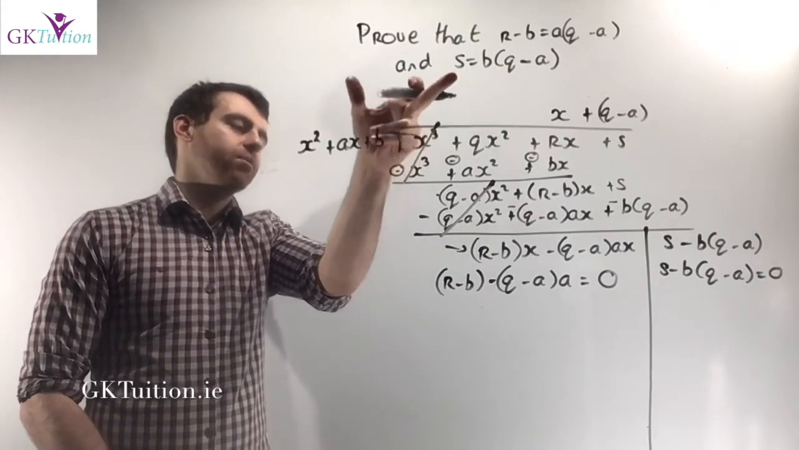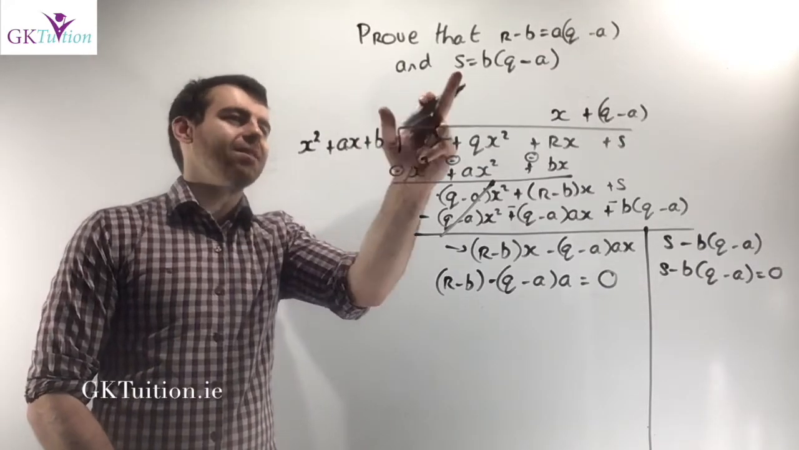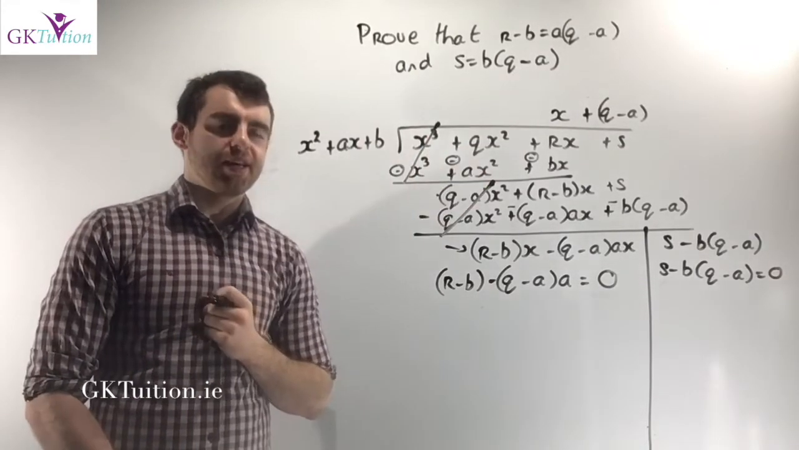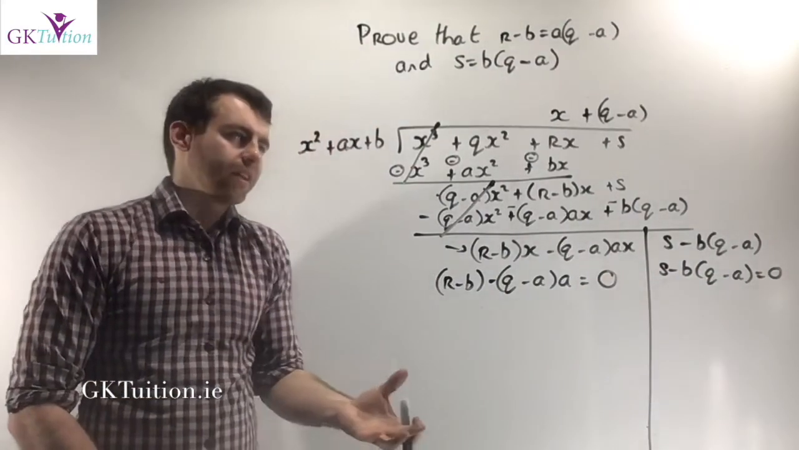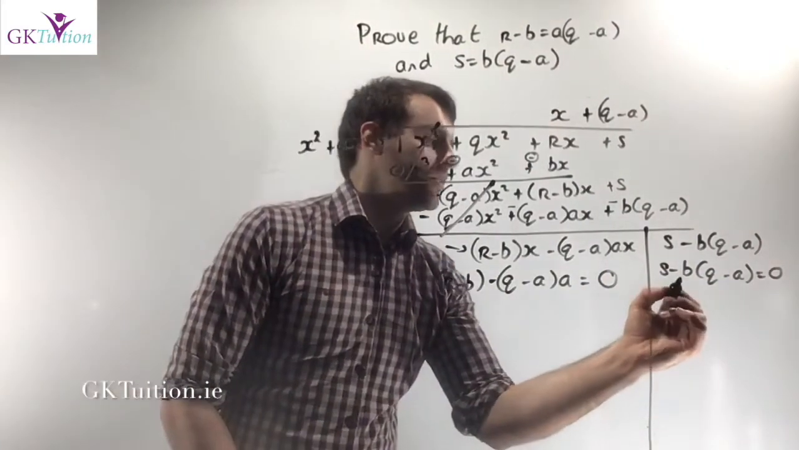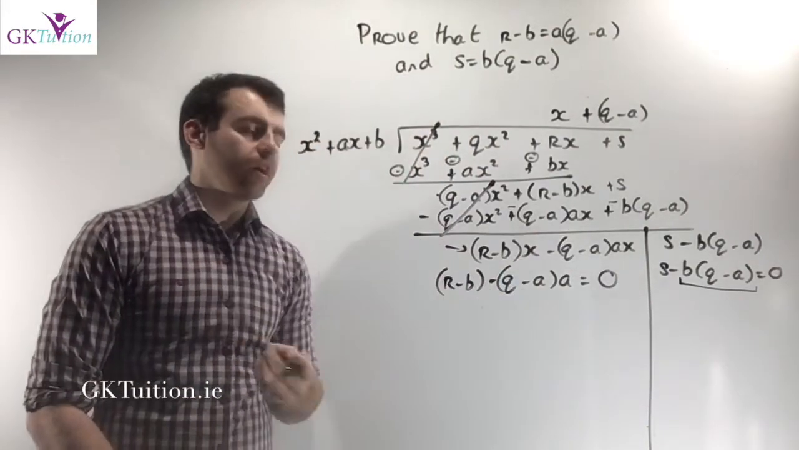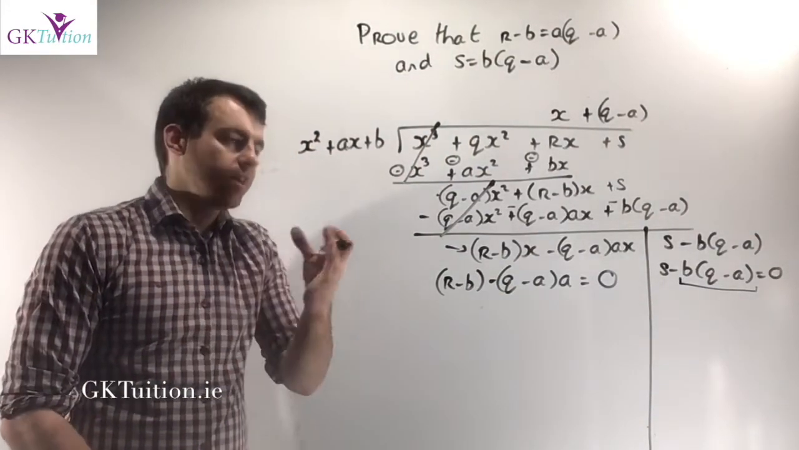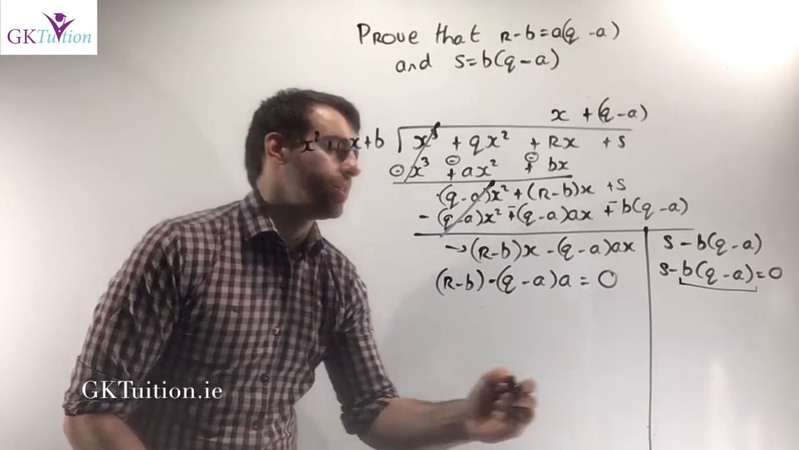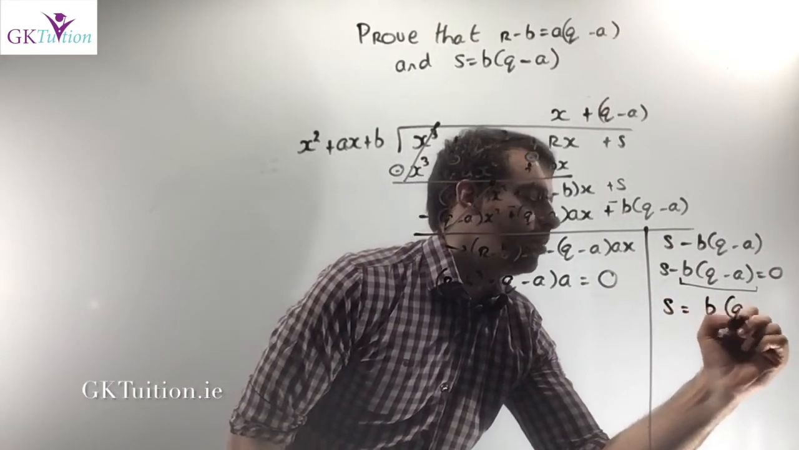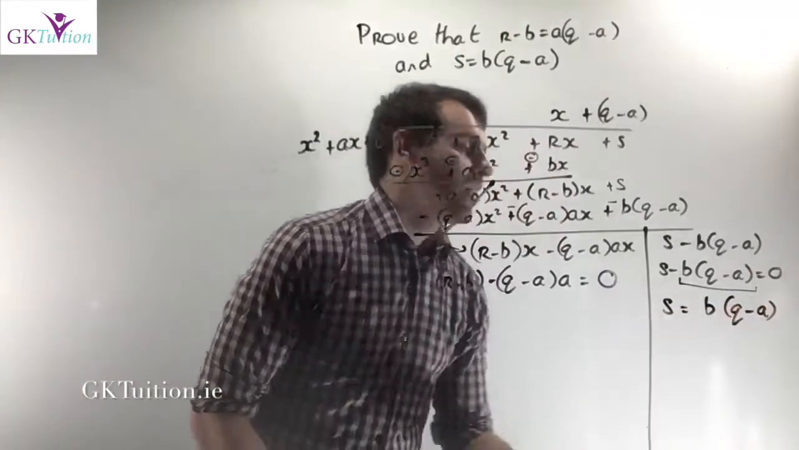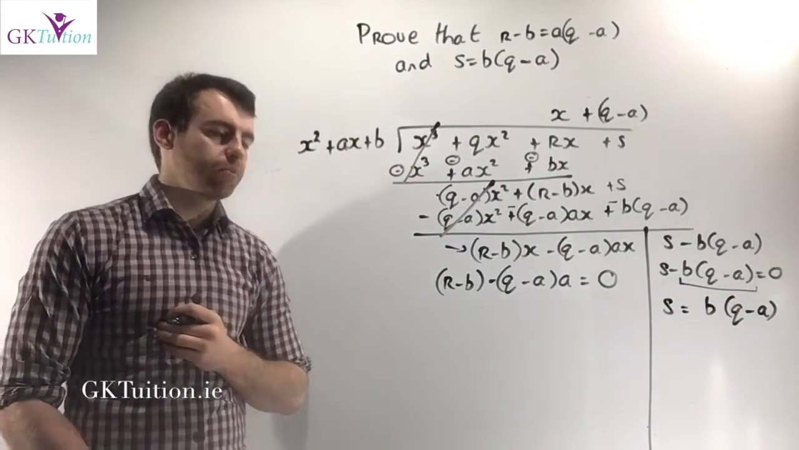Look at the second thing I was asked to prove, that s is equal to b times q minus a. I can clearly see my second remainder here, and I'll get there in one step. All I want to do is take this term and move it to the other side. In other words, if I move it to the other side, I'd have a plus b times q minus a. So I could just move my term across and I'd have s is equal to b times q minus a. And that's one of the things I was asked to prove.